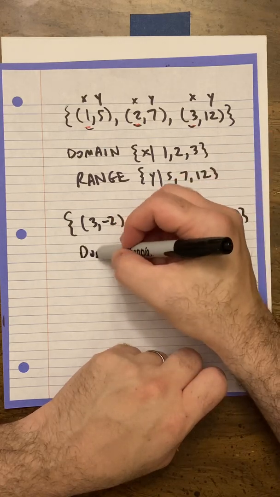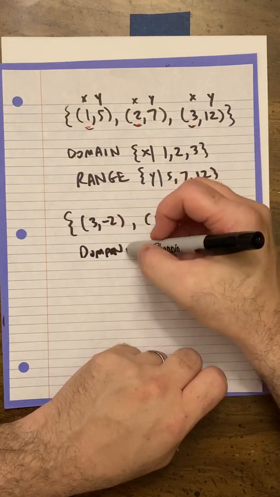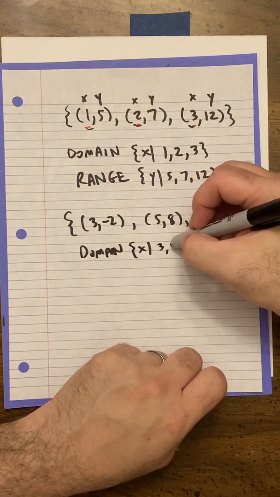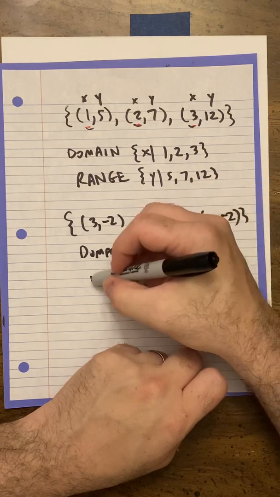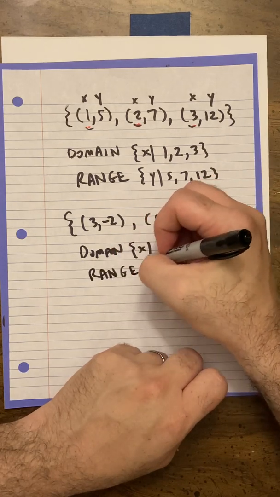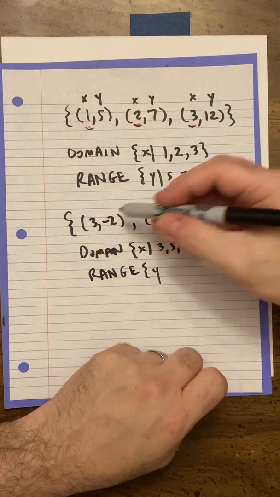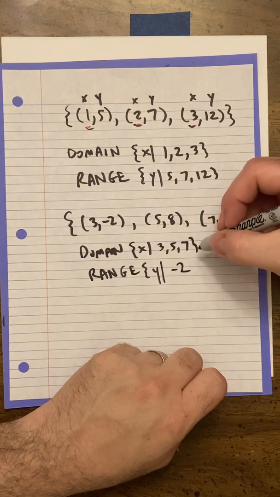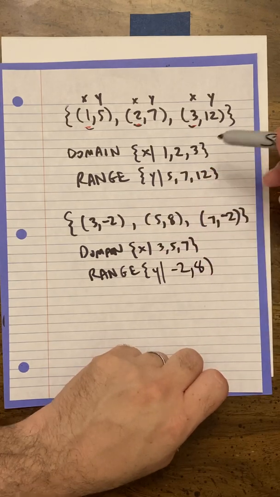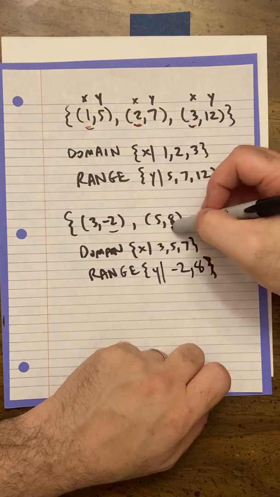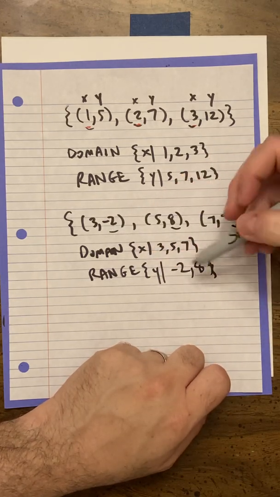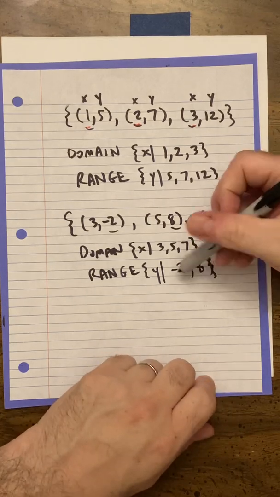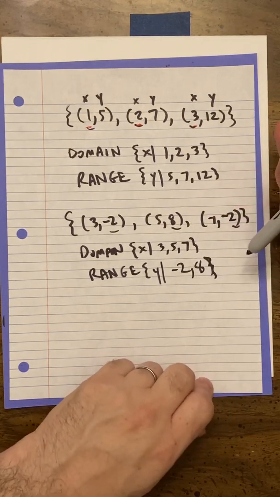And then the domain is going to be all the x's. So put them in order, 3, 5, and 7. They're already in order. And the range is going to be all the y values. But notice the -2 repeats itself twice. We only have to show one instance of that, -2, and then there's an 8. So just write down all of the y values, but you don't have to write -2 twice. You shouldn't put repeats, just each value once. So -2 and 8, that's the range, okay?